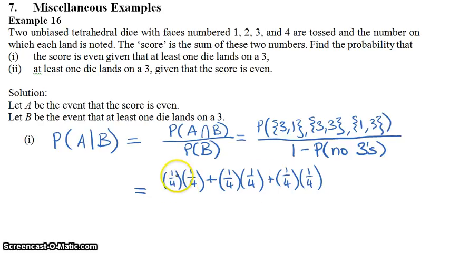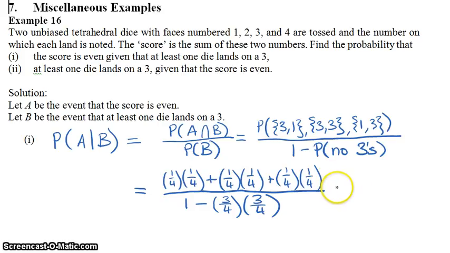This is my chance of getting, here is the chance of me getting 3-1, here is the chance of me getting 3-3, here is the chance of me getting 1-3. And I divide that by, what's the chance that I get no 3s? Well, it's 1 minus the chance of getting no 3s. Well, I've got 3 out of 4 chances on the first dice, and another 3 out of 4 chances on the second dice, and because they're independent, I can multiply them together. So when I do all this multiplication, it comes out to be 3 divided by 7.